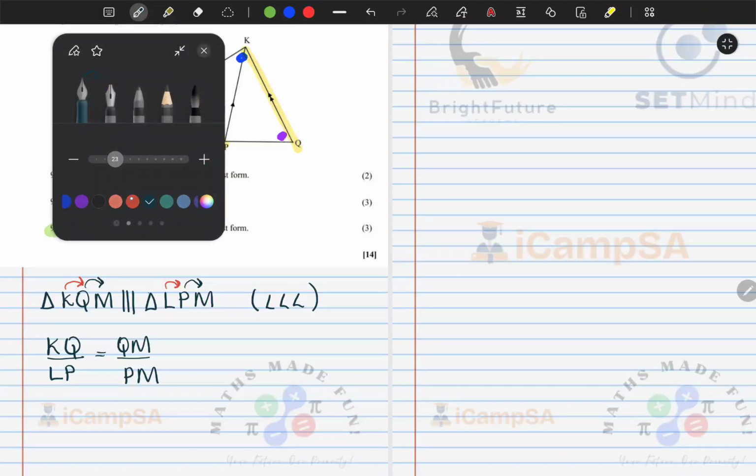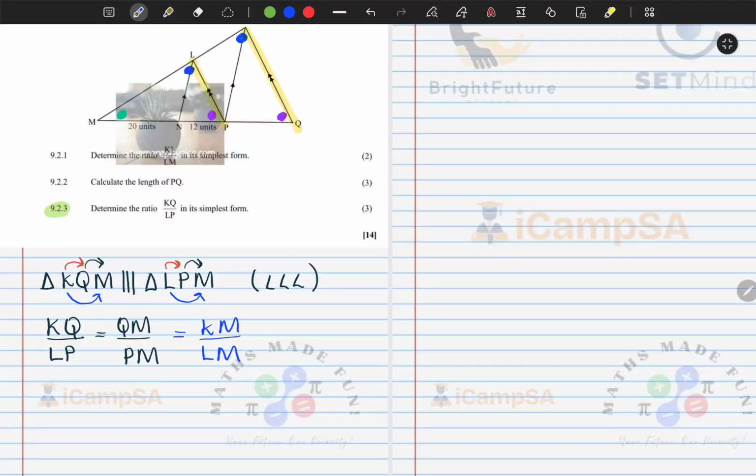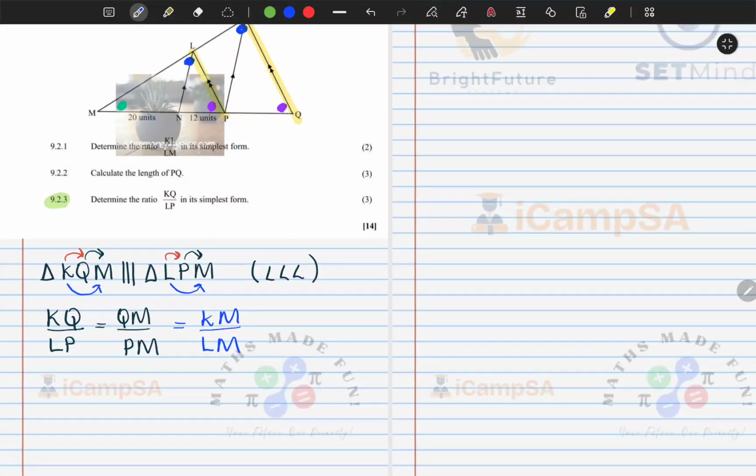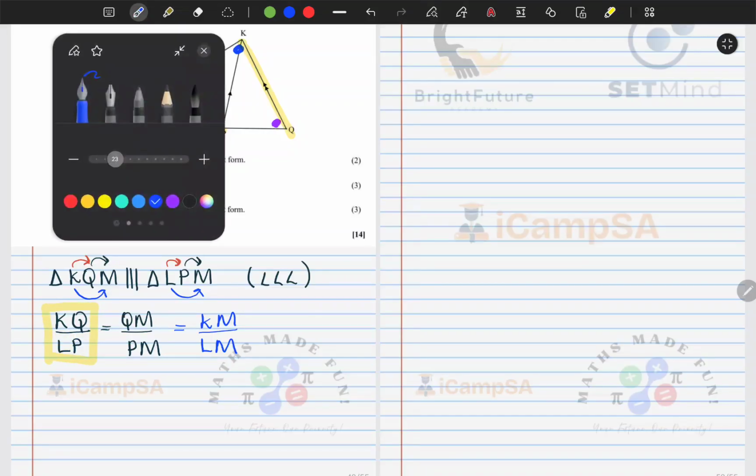Okay. And this will be equal to KM divided by LM. KM divided by LM. Okay. So let's go ahead now and have a look at what we do have. So what we do want is this proportion here. Now the question we need to ask ourselves is, do we have these ones here?